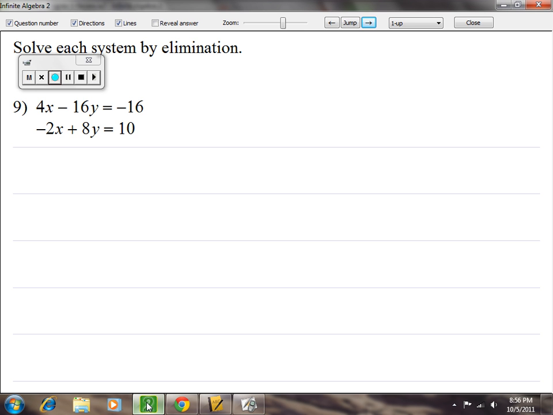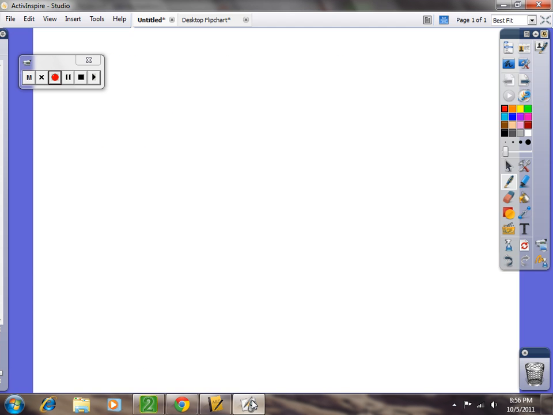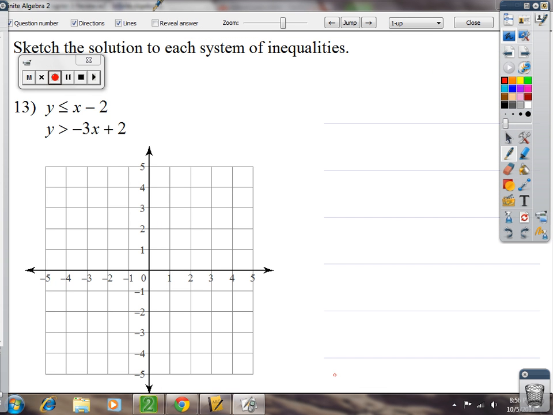13, 10, 11, 12, 13, oh, 14. Alright, let's look at 13. You got a system of inequalities.